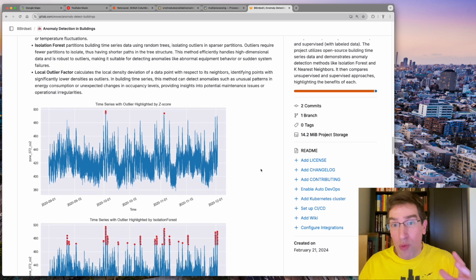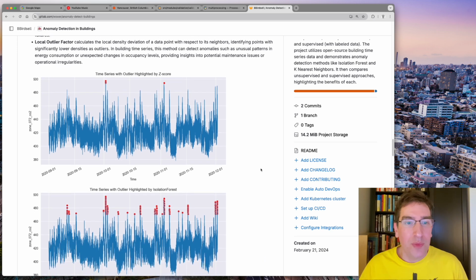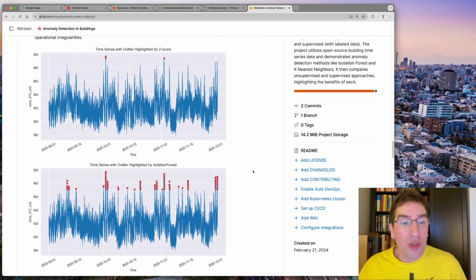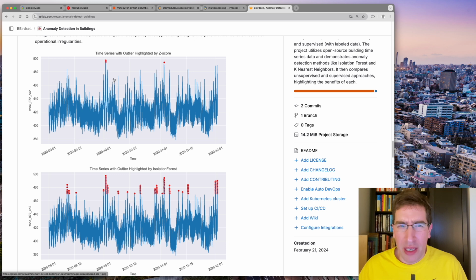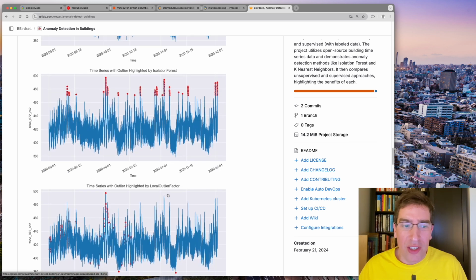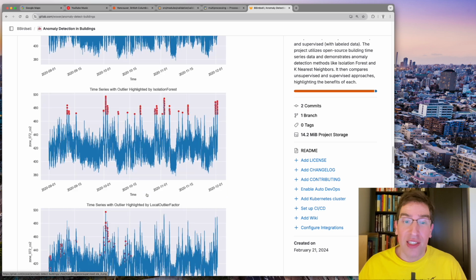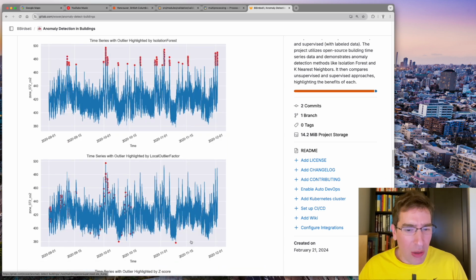Looking at just a week of CO2, you can see here that the isolation forest sets this threshold for anomalous peaks of CO2 at this sensor. The z-score and the local outlier factor identified far fewer anomalies, with the local outlier factor also oddly highlighting these lower bounds of CO2 where the CO2 is especially low.